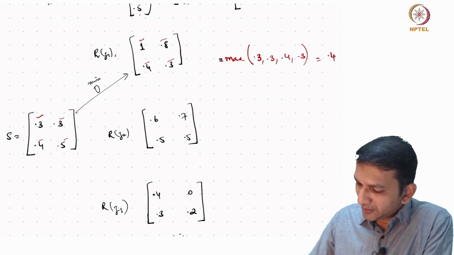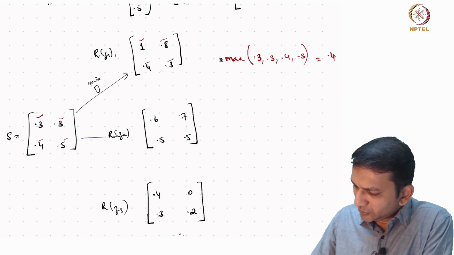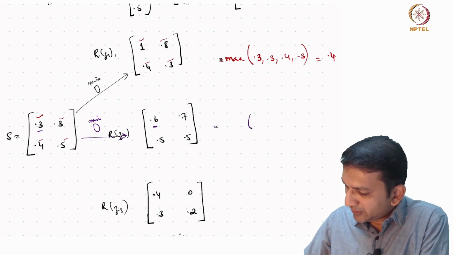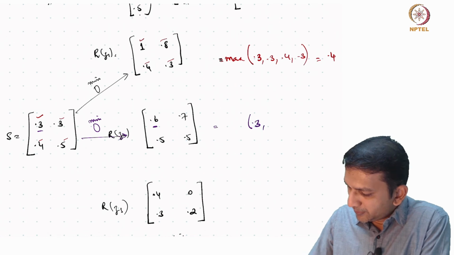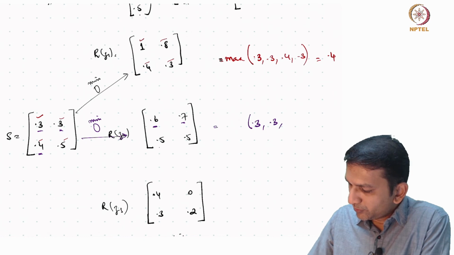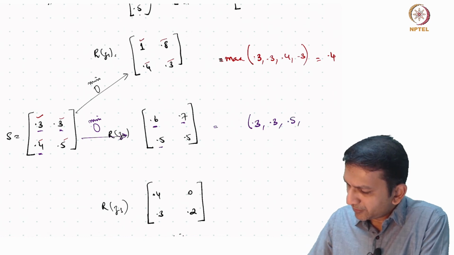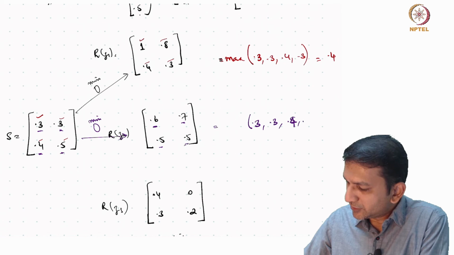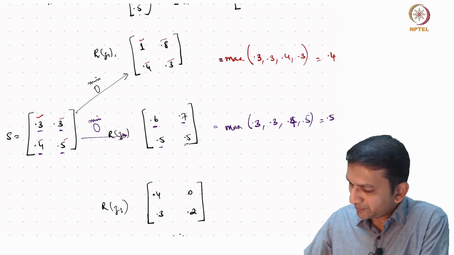Similarly, if we take these two matrices and once again use this sup-min composition, so we have 0.3 and 0.6. The minimum of that will be 0.3. 0.3 and 0.7, minimum once again is 0.3. 0.4, 0.5, which is 0.4. 0.5, 0.5 is 0.5. And we need to take a max of them, which is 0.5.